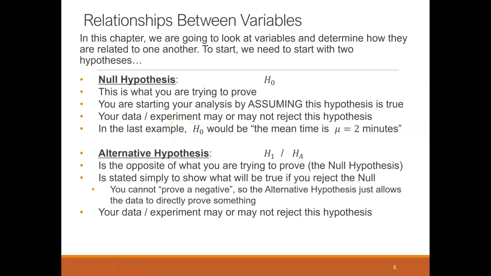Then we write an alternative hypothesis. We abbreviate alternative hypothesis either H1 or HA. They can be used interchangeably. This is the opposite of the null hypothesis. We can't prove a negative, like prove to me that Bigfoot isn't real. There's no Bigfoot. What would you have to do to prove that? You'd have to check physically everywhere on the planet all at the same time, right? And that's not possible to do. You just can't prove a negative.